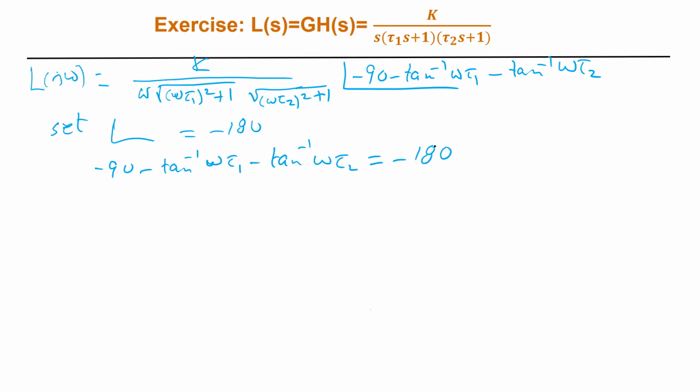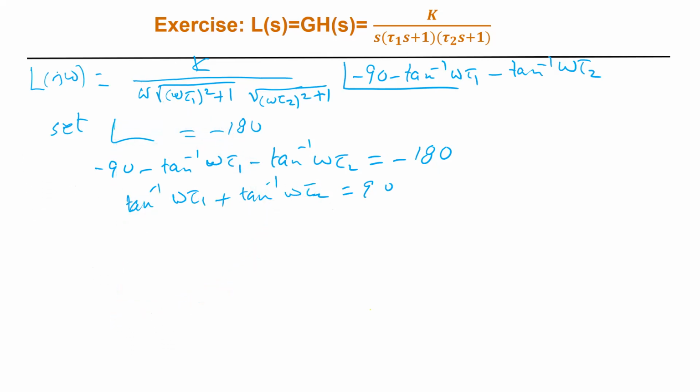And then I want to determine the frequency. Let me simplify. Take the minus 90 to the other side and multiply by minus 1. That will give you tan inverse of omega tau 1 plus tan inverse omega tau 2 equals 90. Any problem here? No.